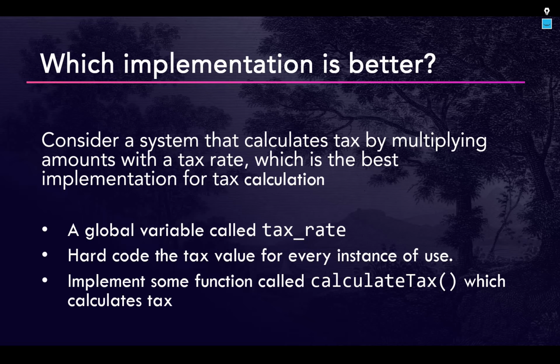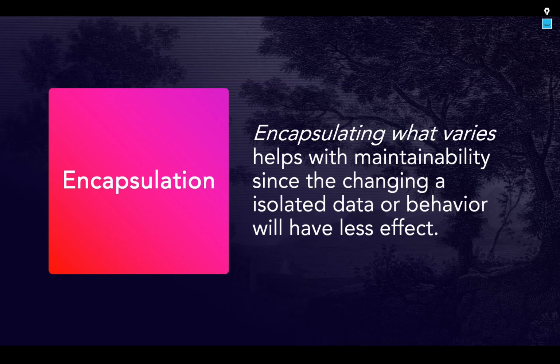So the first one right here is a global variable called tax rate. Second is to hard code the tax value for every instance of use. So for example, if you want to calculate the tax for the specific income of this specific instance, you have a multiplication operation right there with the literal value of the tax rate. Let's say the tax rate is 0.1%. So there you go. And what about implementing some function called calculate tax, which calculates tax? So these three different cases are three different levels of encapsulation.